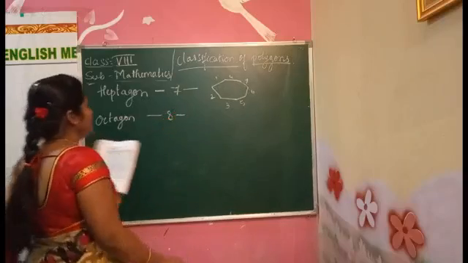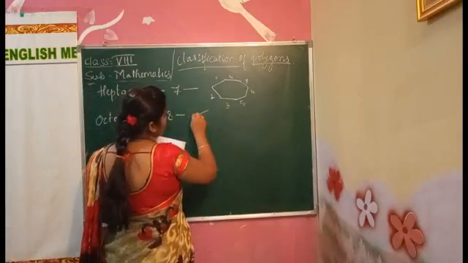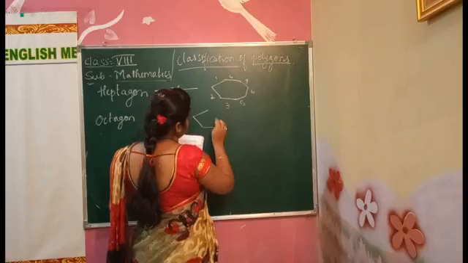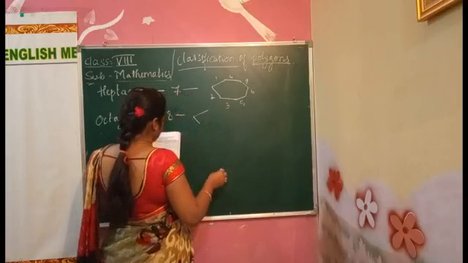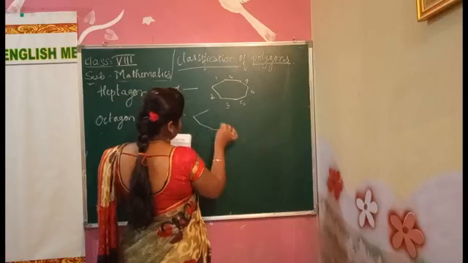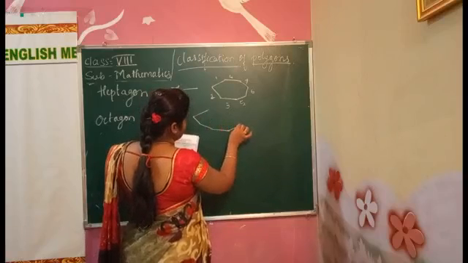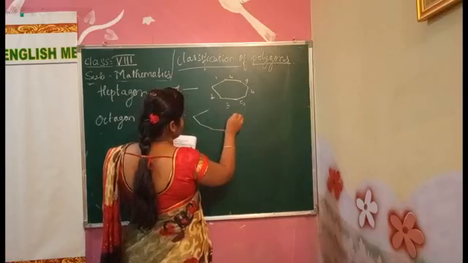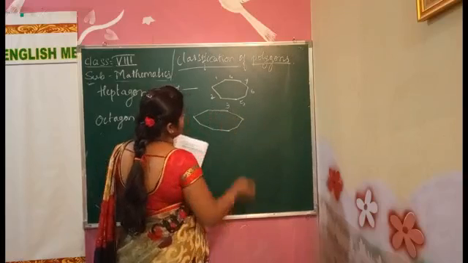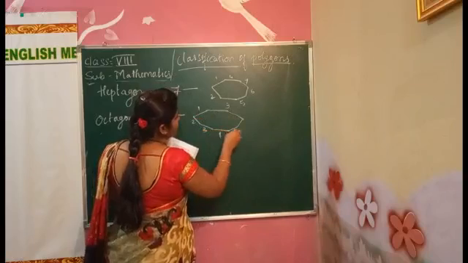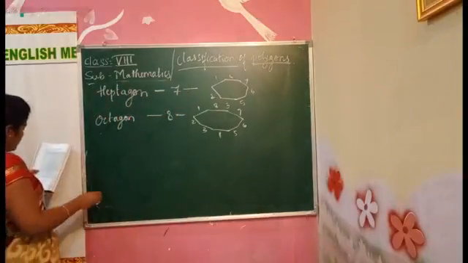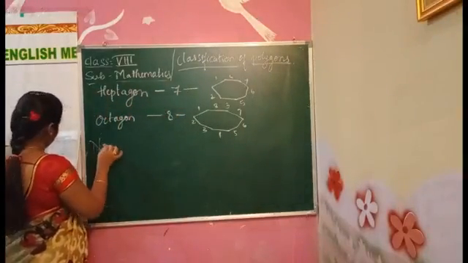The 8th one, octagon. 1, 2, 3. Okay, we can draw like this also. 3, 4, 5. 1, 2, 3, 4, 5, 6, 7, and the last one 8. Okay, 1, 2, 3, 4, 5, 6, 7, 8. Okay, 8 sides. Next one, after octagon, nonagon.